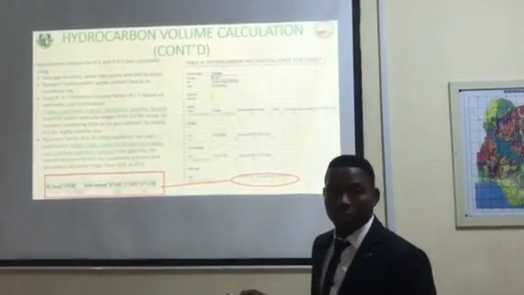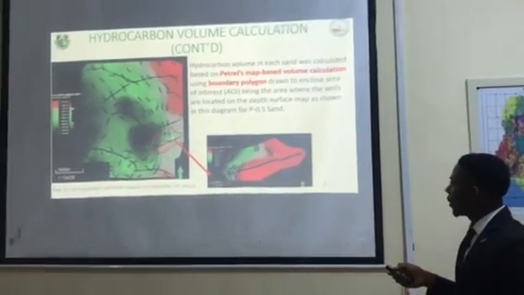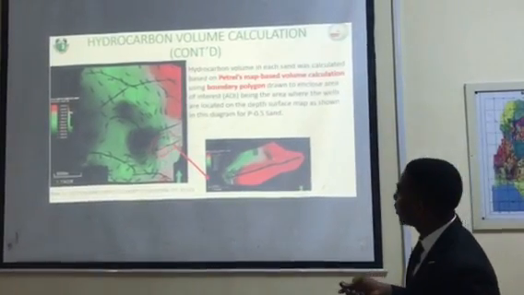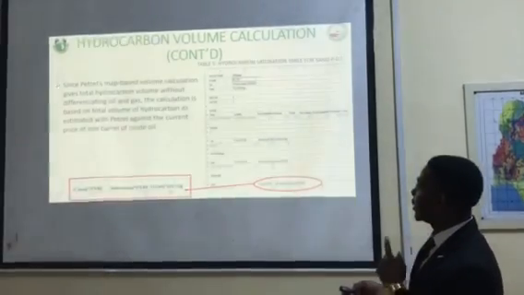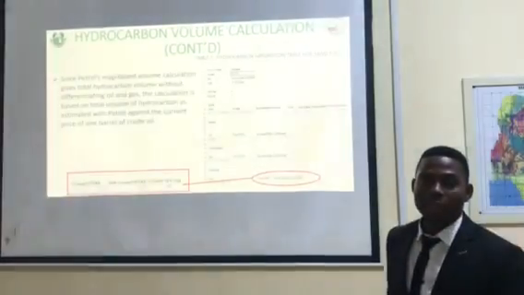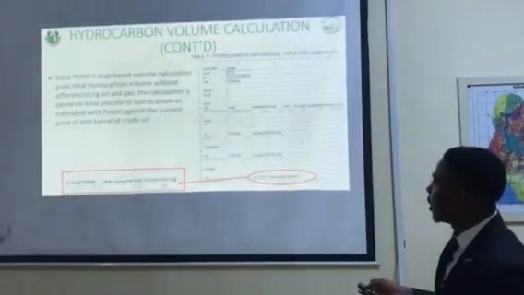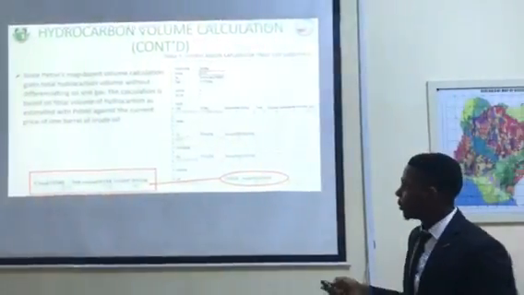Then we calculated the total hydrocarbon in the sand for P1, and this we found to be 244 million stock tank barrel. Then for P0.5, we also calculated the total volume of hydrocarbon in P0.5, and this is the total volume we got using our average porosity, net to gross, and water saturation, and we got 390 million stock tank barrel.